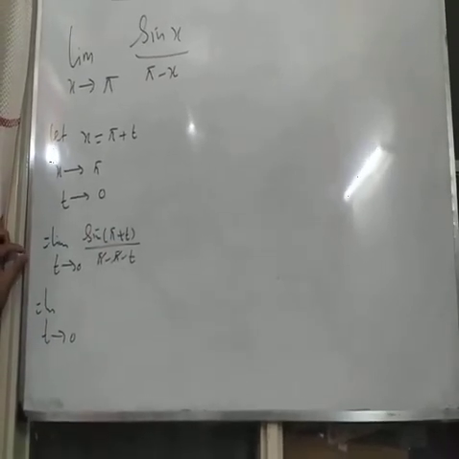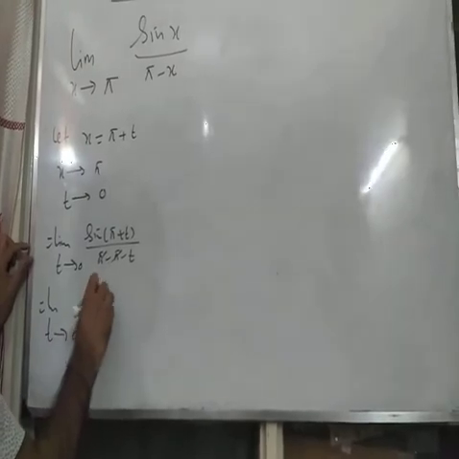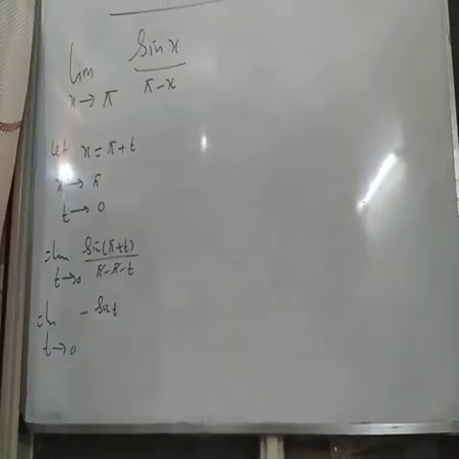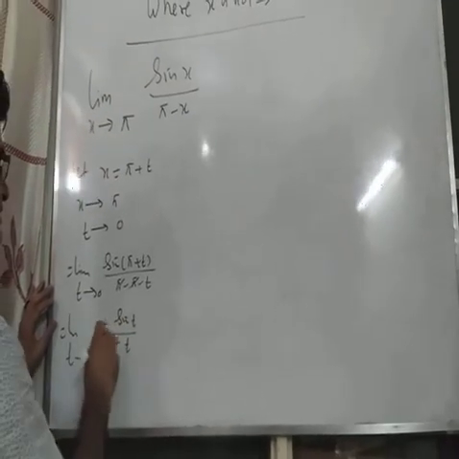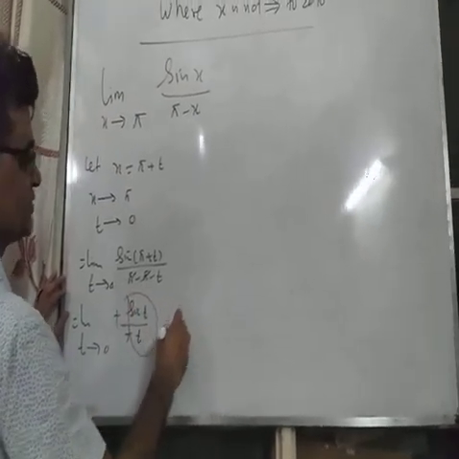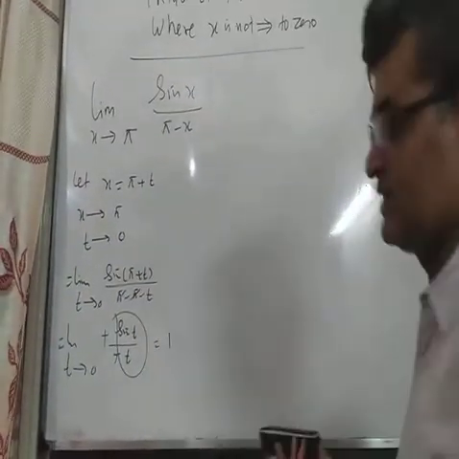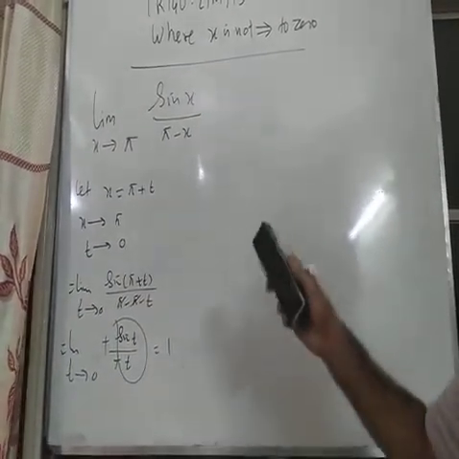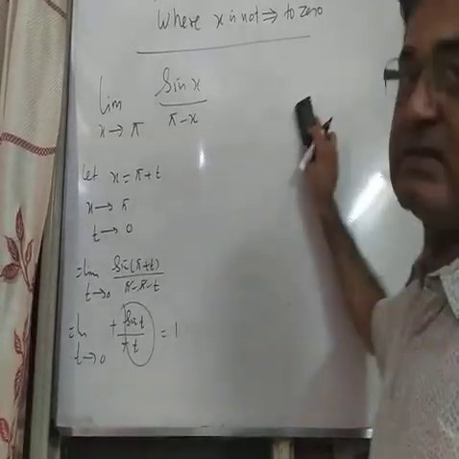Sine of pi plus t, how much is it, you know? It is minus of sine t, because sine in the third quadrant is negative, upon minus t. So minus gets cancelled and sine t upon t is equal to 1. So the limiting value is equal to 1 in this case. You can see how we are trying to solve this question when x is not tending towards a 0 quantity. It is something different.